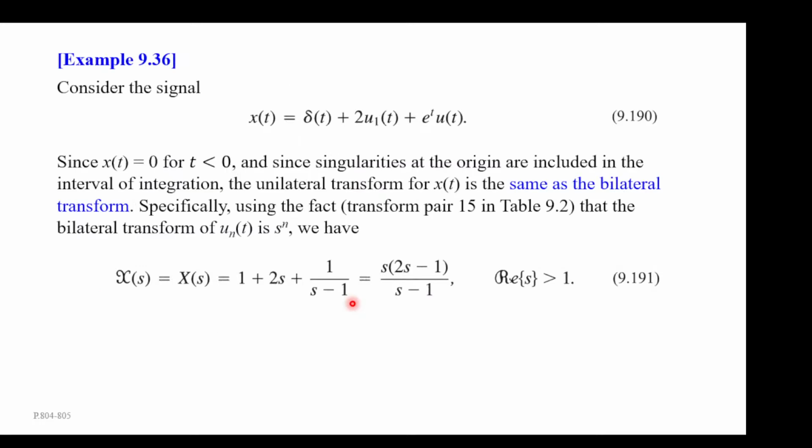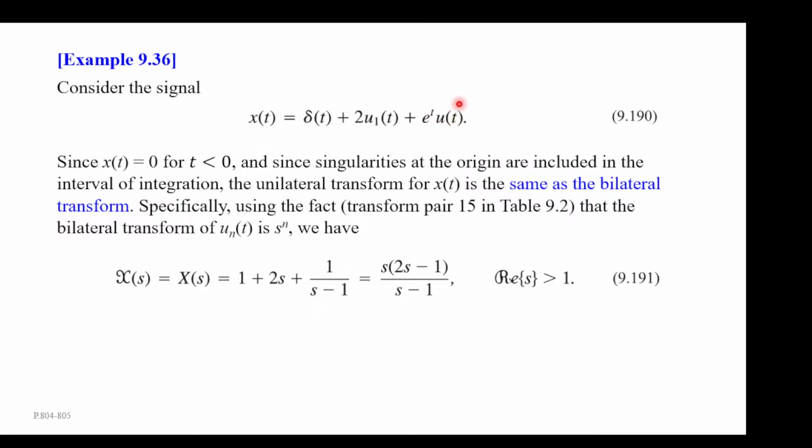and now let's see another example. This time we have a weird example with a lot of singularities. We have x of t equal to delta of t plus 2u1 of t plus e to the t u of t. Once again we see that the signal is equal to 0 for t less than 0, because we have these two singular functions at t equal to 0, and e to the t u of t is cut off at t equal to 0.